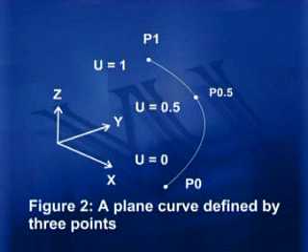Now you are looking at an illustration which shows that we have the point P0 where u is equal to 0, point P1 where u is equal to 1, and the intermediate point P0.5 where u equals 0.5, and that's how these points are poised on the curve boundary. That's a plane curve defined by 3 points.